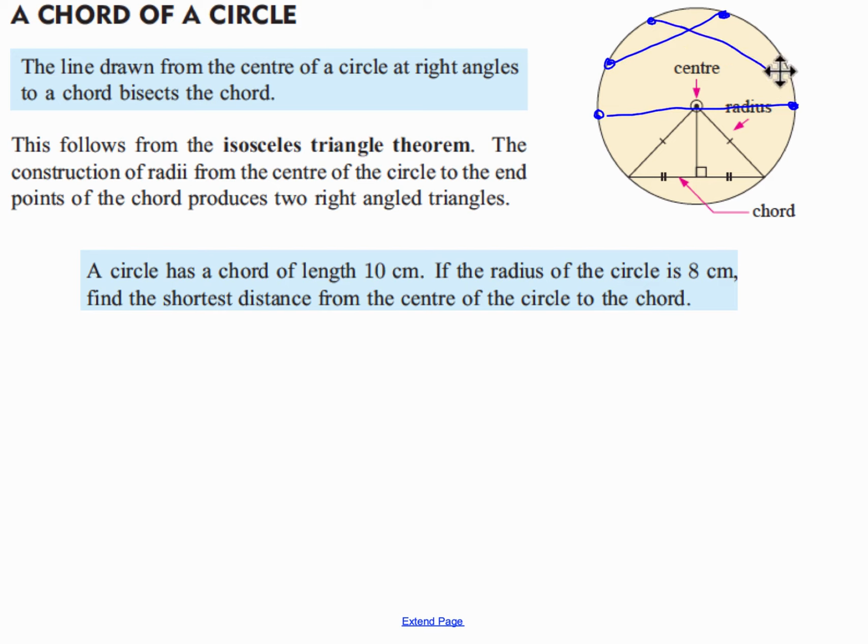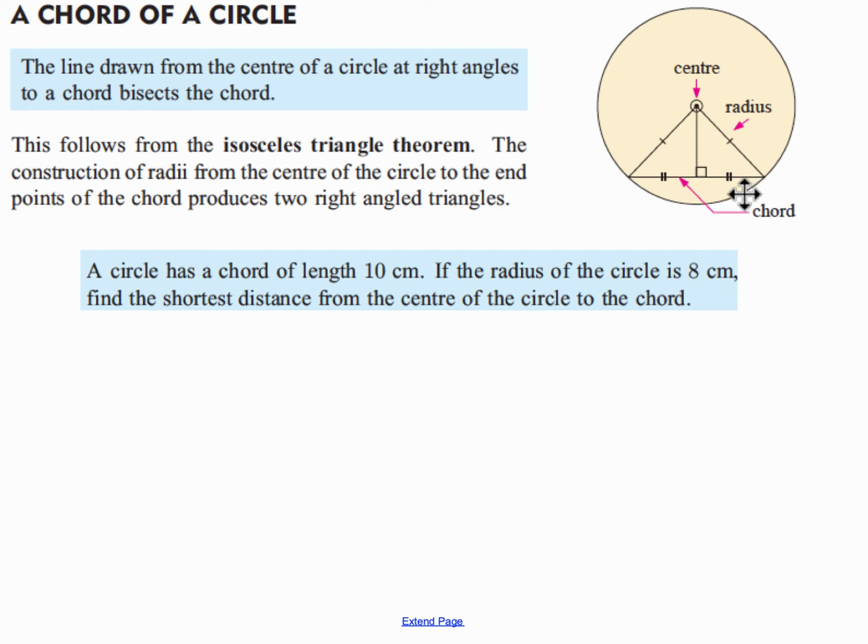My pen keeps doing that. This is a chord. So anything like that is a chord. Let me get rid of those, because we're talking about this chord right here. So if I have a chord, which I do right here, and if I draw a line or a line segment perpendicular to the chord, it bisects the chord.